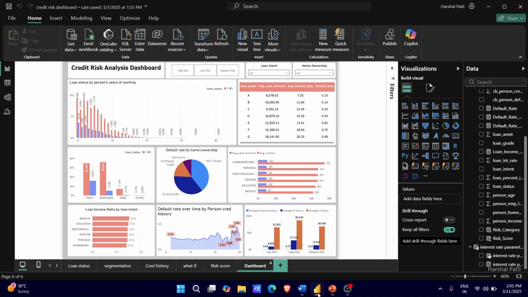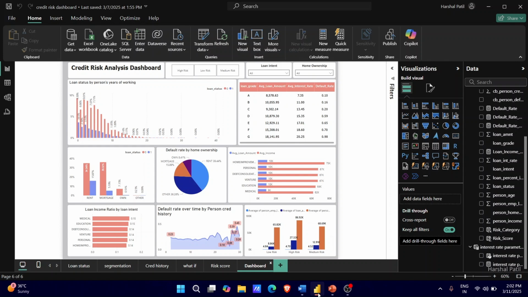Higher interest rates correlate with a higher default rate. This means that default risk increases, so lenders charge higher interest rates to mitigate the losses. Risk scoring can help financial institutions make informed lending decisions by assessing factors like income, employment stability, and credit history. To conclude, this dashboard provides in-depth analysis of credit risk factors using Power BI, helping financial institutions identify high-risk borrowers and make informed decisions.